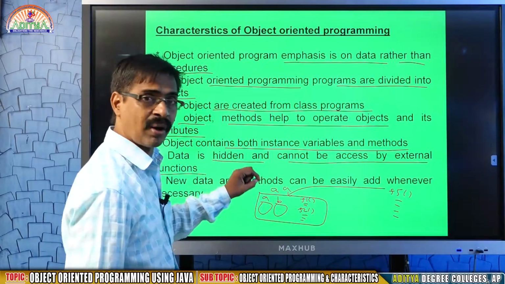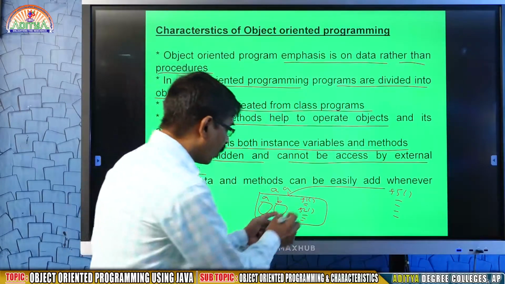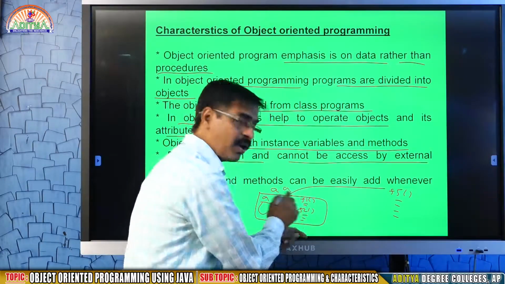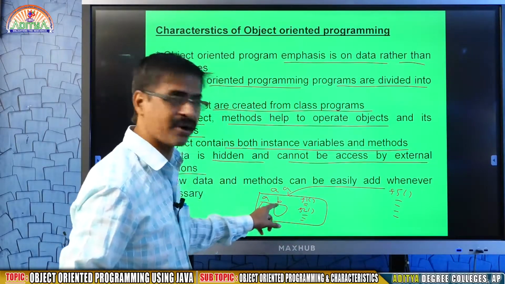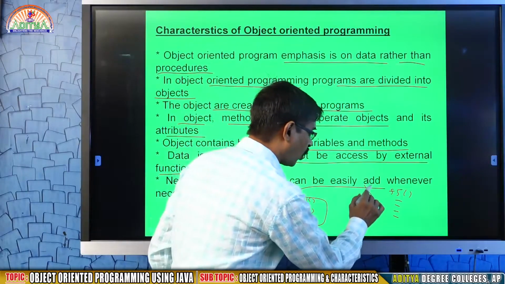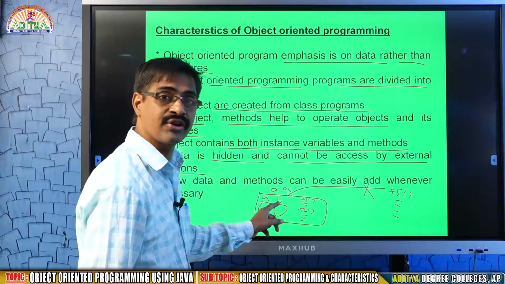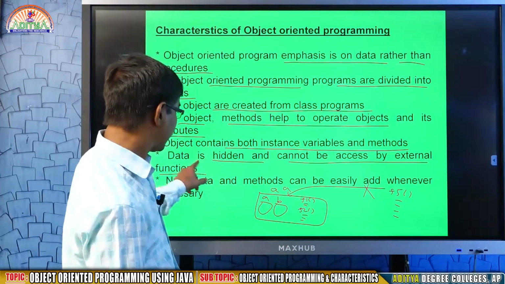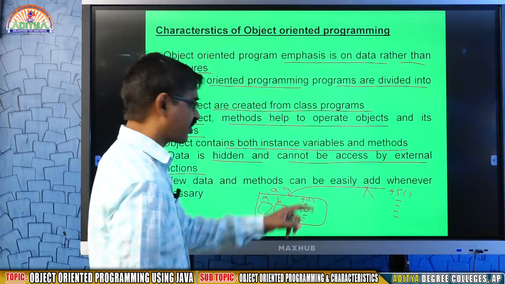The purpose of object-oriented programming is that it is security based. That means whatever methods are available inside will operate your instance variables. It will not allow outside methods, so that your data is secured. So data is hidden inside the object and cannot be accessed by external functions.